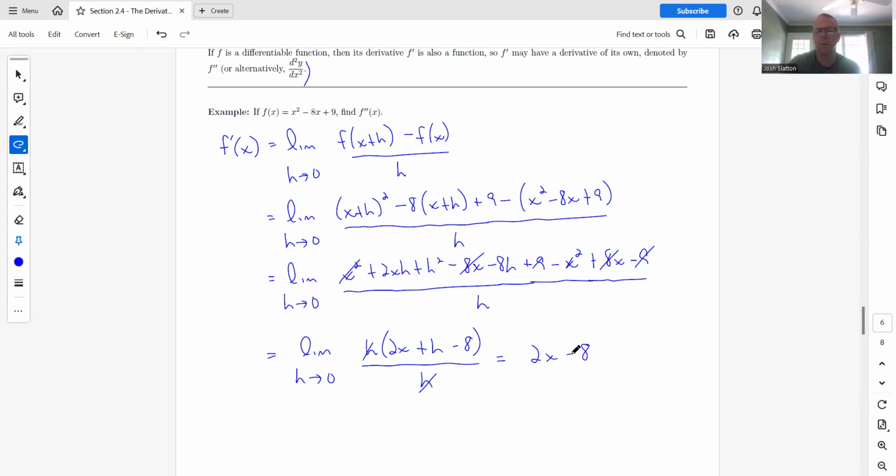Now we want to find the second derivative. The derivative of a quadratic will always be a linear function. And the derivative of a linear function is always going to be a constant. Like we said a couple of times, the derivative is just slope. So if we have a linear function, we have a constant slope. Slope in this case is 2. So the derivative of this is 2. So the second derivative of the original function would be 2.